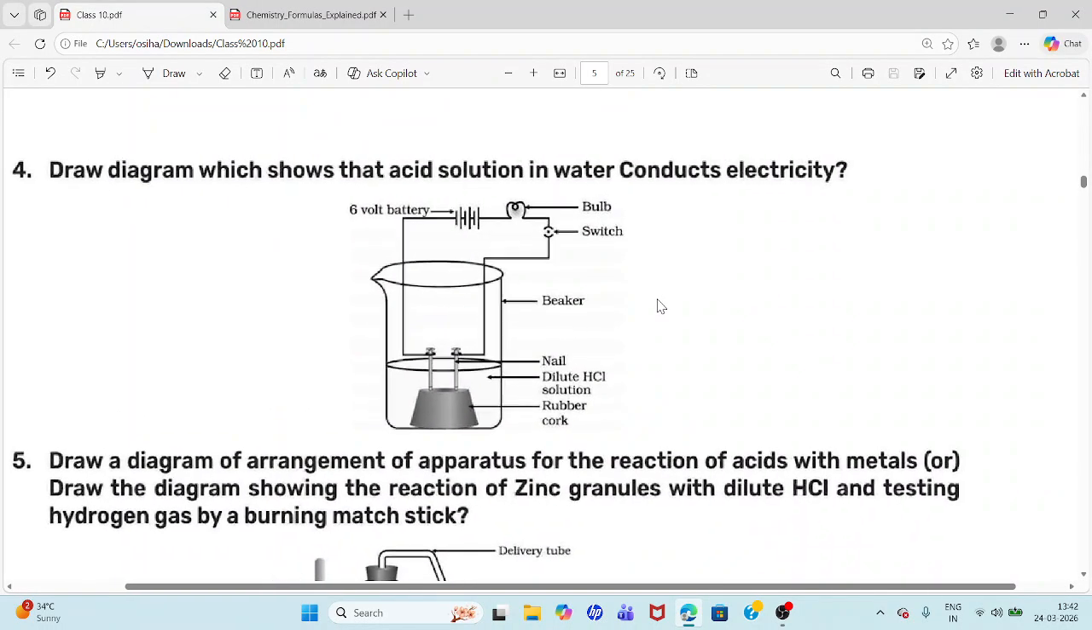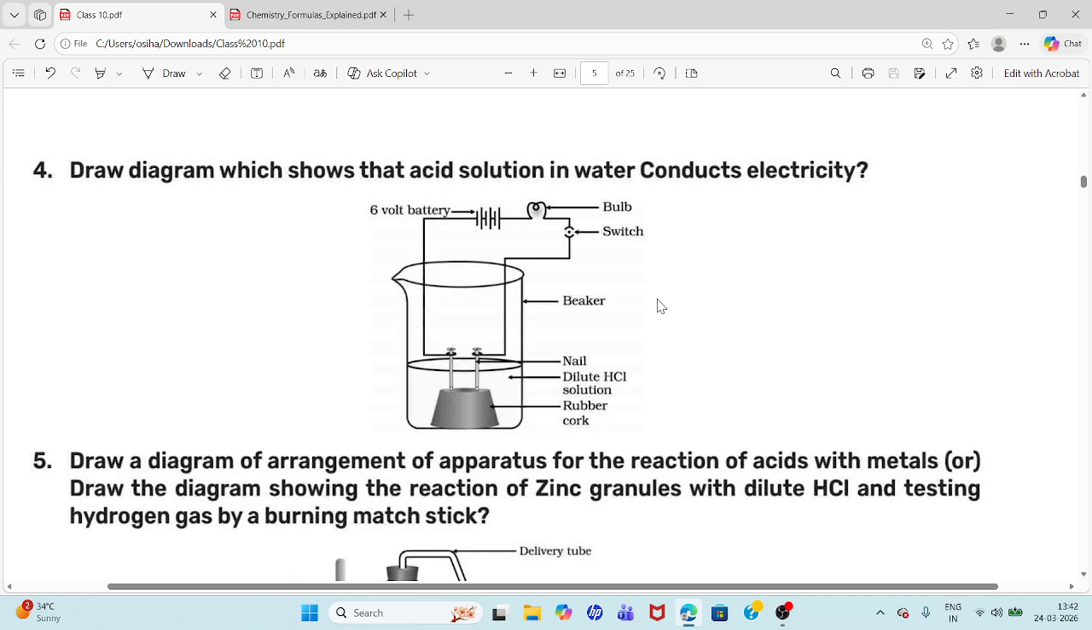So I will zoom this one. See this properly. You have to label the parts also: bulb, switch, beaker, nail, dilute HCl. Inside the solution, that is dilute HCl solution. Rubber cork, 6-volt battery. This is the switch. Everything you have to label, then only you'll get good marks. And you have to draw neatly also.